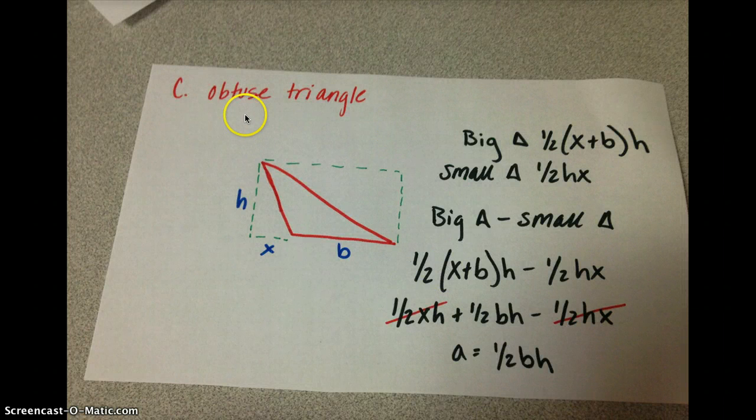And then finally we have an obtuse triangle. This one's a little more tricky. In order to create the rectangle, I made a little triangle over here and then a bigger triangle over here.